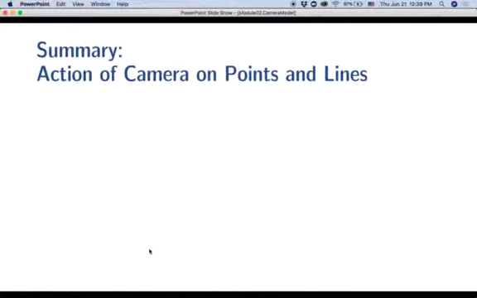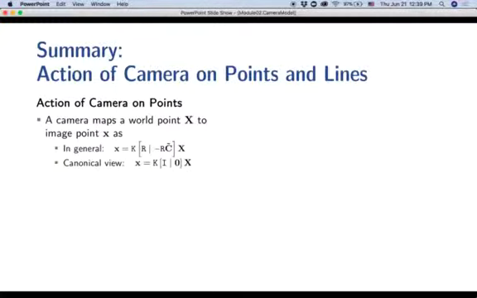Okay, so summary. Action of camera on points, lines, and planes. So action of camera on points. A camera maps a world point X to an image point small x. In general, x is equal to KR[I | -C̃] X, which is P X, and in canonical view, it's K[I | 0] X. All right.